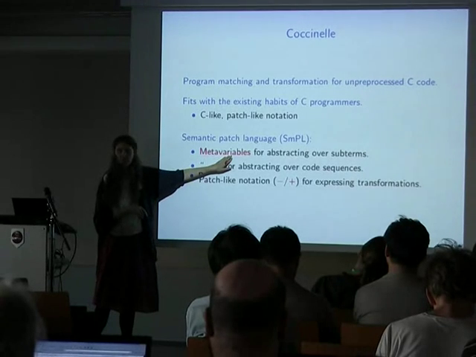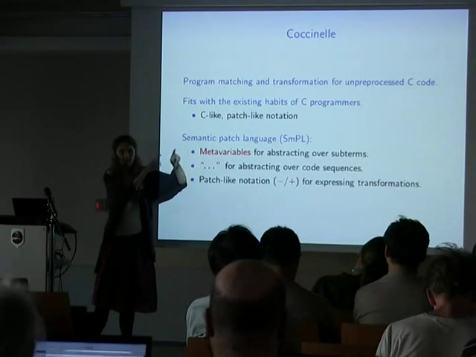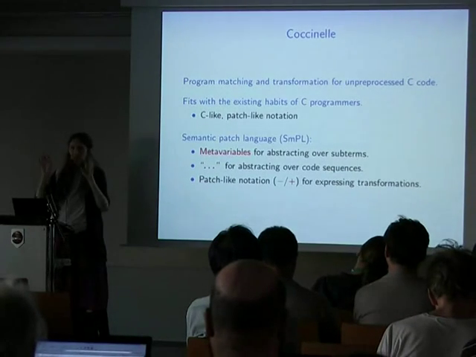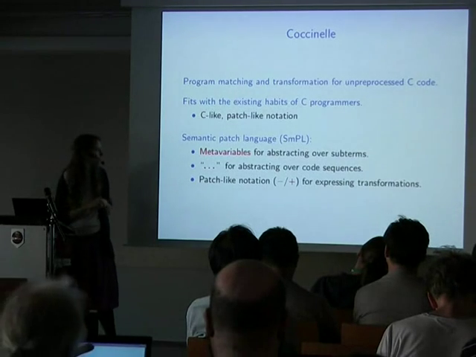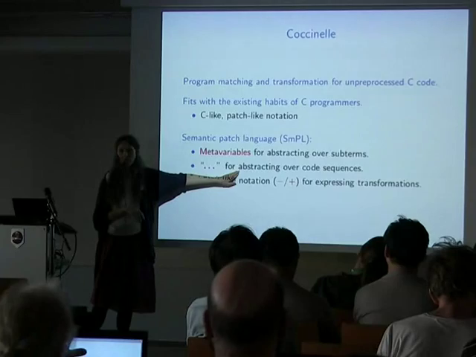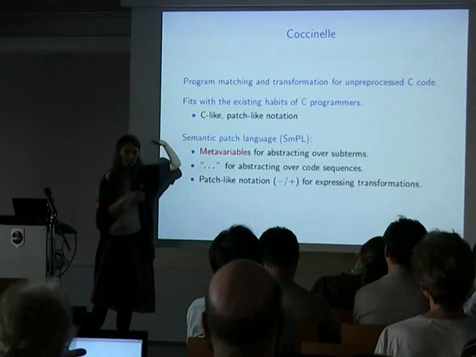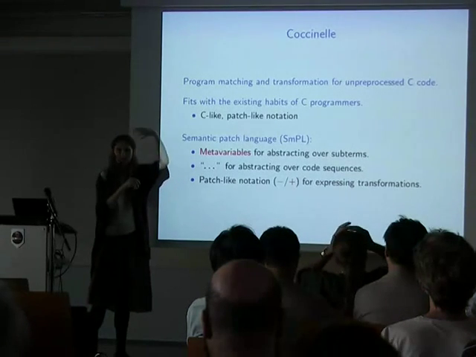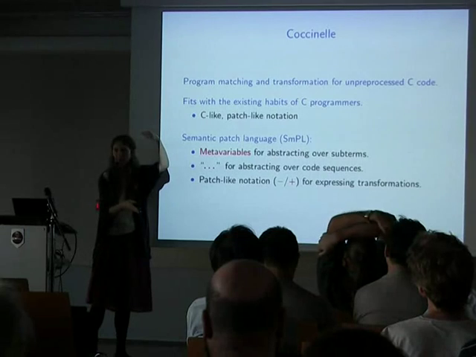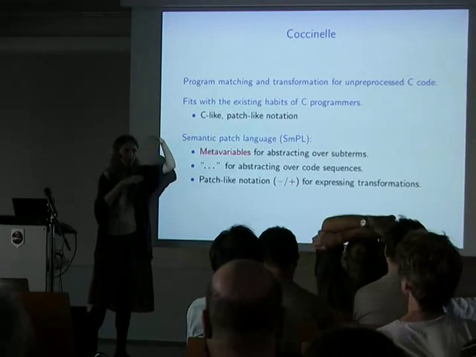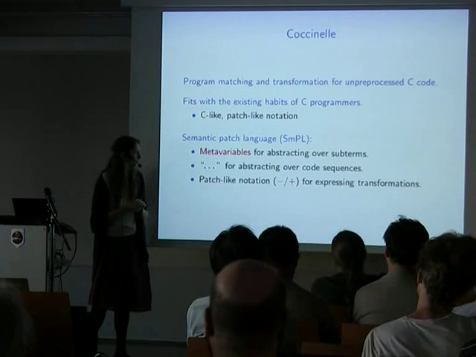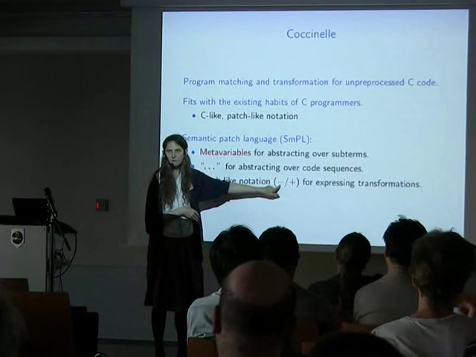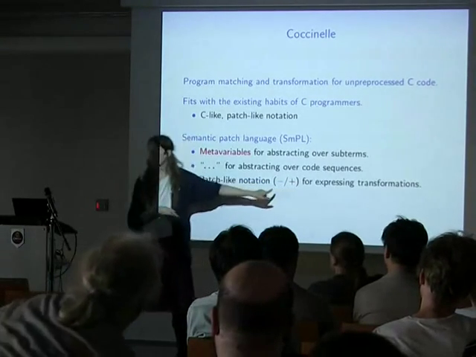So we have metavariables for abstracting over subterms. So we saw that in the if, exclamation point, and so on example. Some of those terms we're not interested in, so we're just going to represent them by metavariables. Dot, dot, dot for abstracting over code sequences. So you have k-malloc. Basically, the idea of the k-malloc dereference example is that you have k-malloc here, and then somewhere afterwards you have a dereference. So it's natural to express that as k-malloc dot dot dot dereference. And we have a patch-like notation for expressing changes. If you want to remove some things, you put a minus in front of them. If you want to add some new things, then you put a plus in front of them.